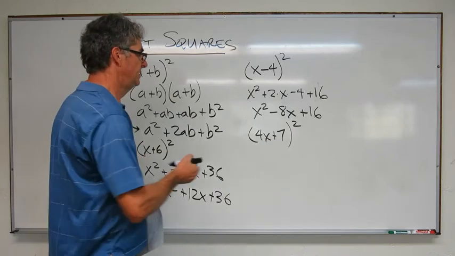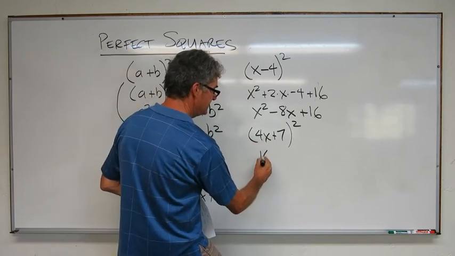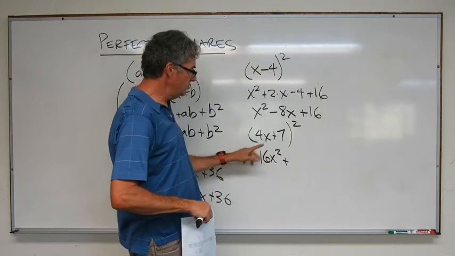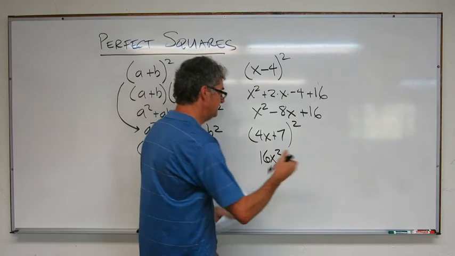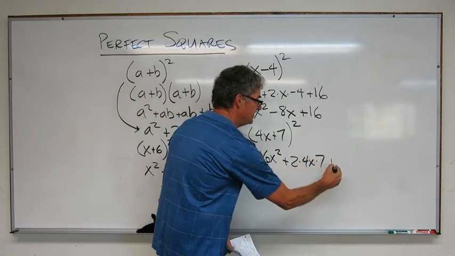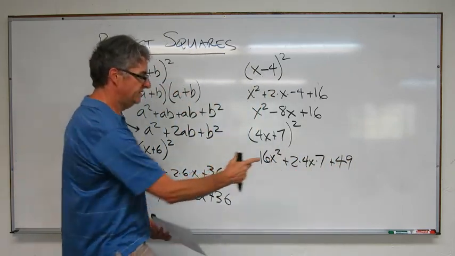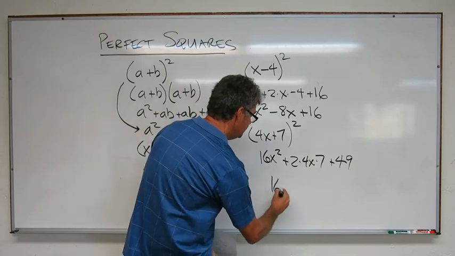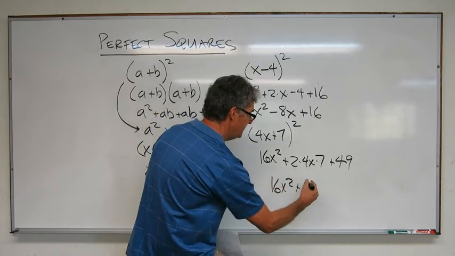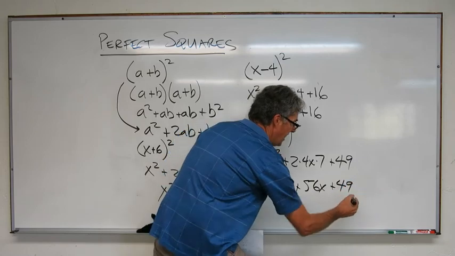Sweet, let's see how you did. 4x, when I square that, I'm going to get 16x squared plus 2 times 4x times 7, plus 7 squared, which is 49. Okay? And then let's clean up that step. 16x squared plus 2 times 4 is 8, times 7 is 56. So that's 56x plus 49.